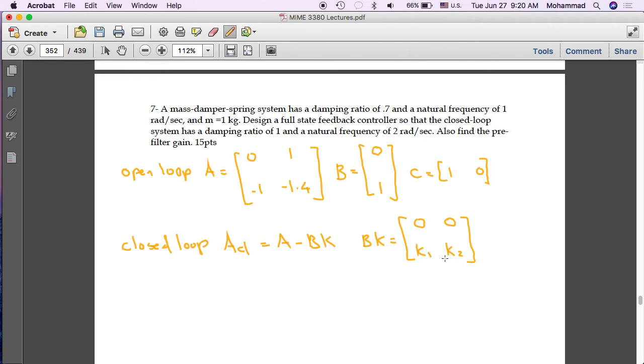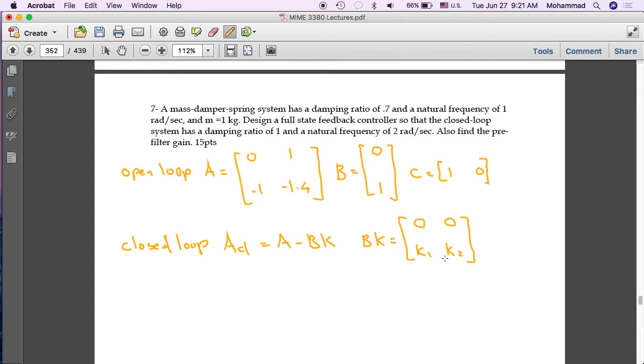So let me explain how I got this matrix A, matrix B, and matrix C. For the standard second order system, the A matrix is 0, 1 for the first row, and the second row is minus K over M, which is minus omega N squared, for row 2, column 1. For row 2, column 2 is minus 2 zeta omega N. So if you plug in those numbers, you get minus 1.4, minus 2 times 1, 0.7 times 1. So that's how we got the A matrix.